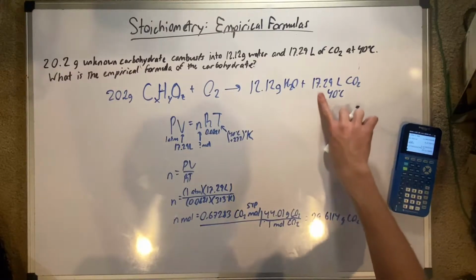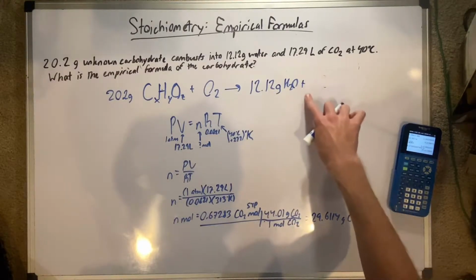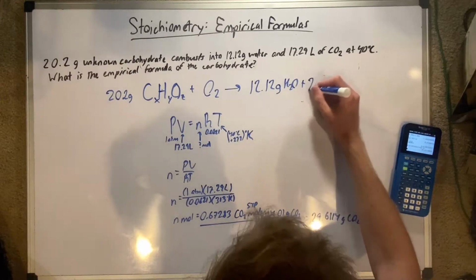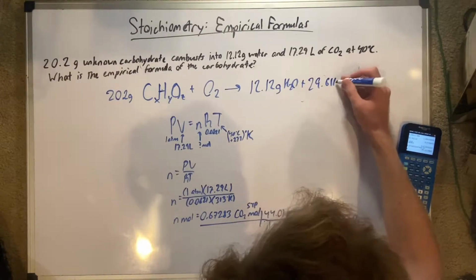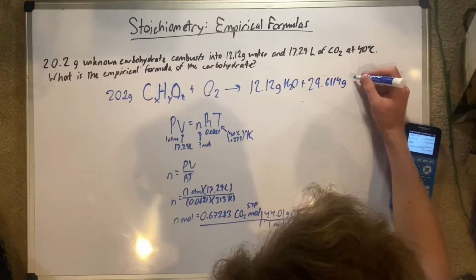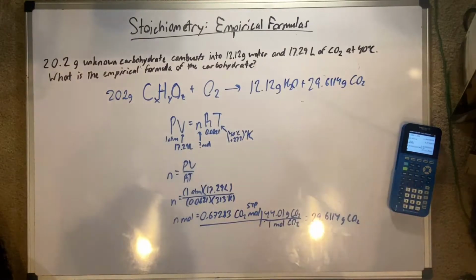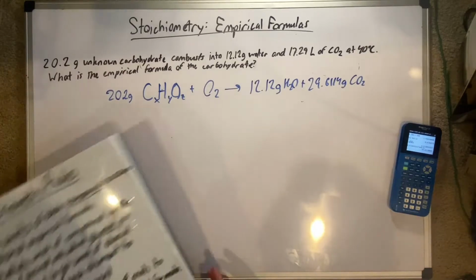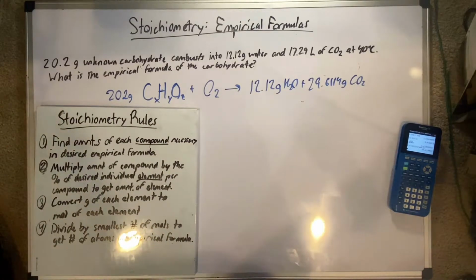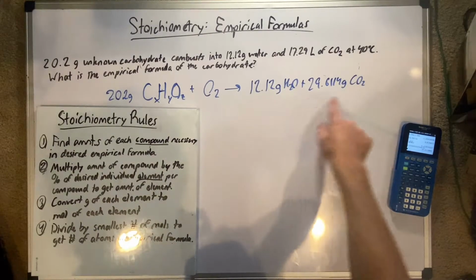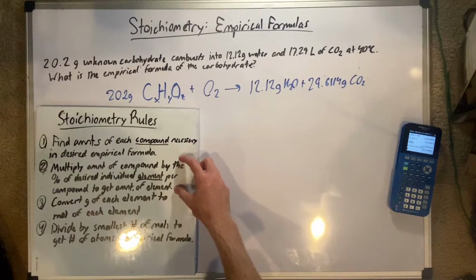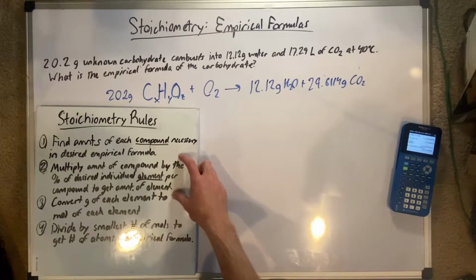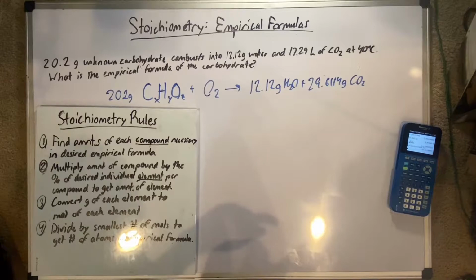So really, I can erase this, because I don't really care about what it is when it's not at STP. So this is 29.6114 grams of CO2. Okay, so now we have everything converted into grams, which means we are done with that first step. Now our second step, which is probably the most important step, says multiply the amount of compound, so the amount of any of these, by the percent of desired individual element per compound to get the amount of element.